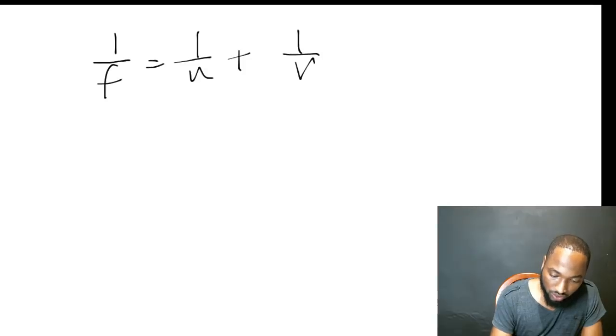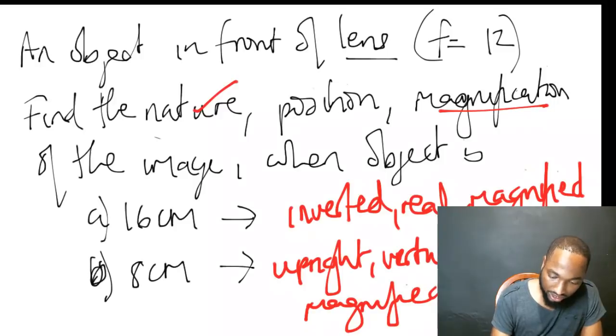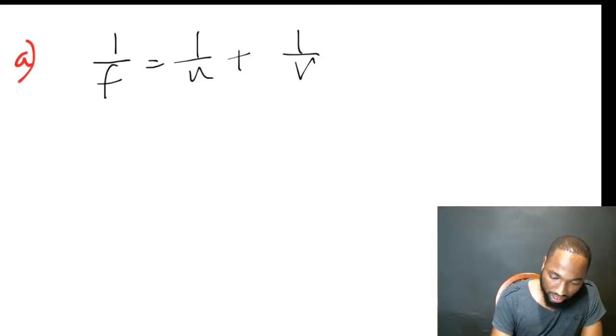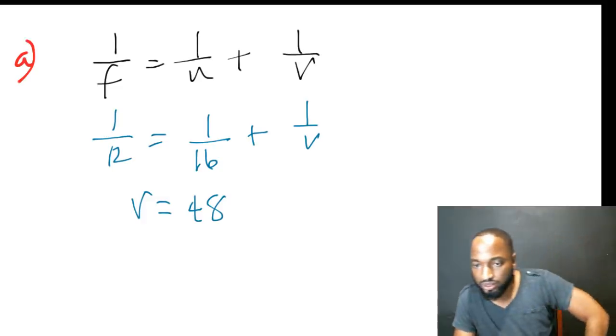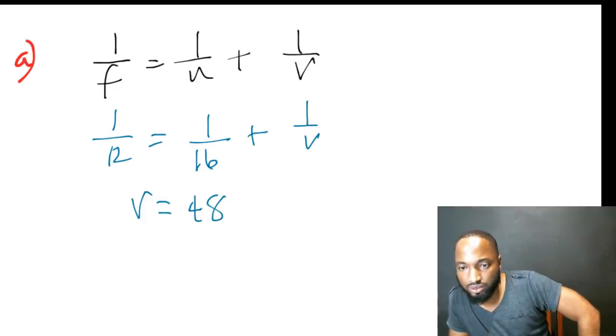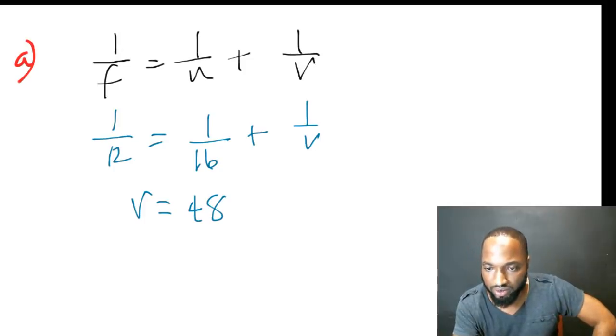So here's, remember I say in physics, always work out one formula and use it in the next formula. So for the first one, for A, remember the focal length is 12, you'll put 1 over 12 is equal to 1 over the object distance, 16, plus 1 over V. This gives V being equal to, when you do your whole cross-multiplication, this gives V being equal to 48.